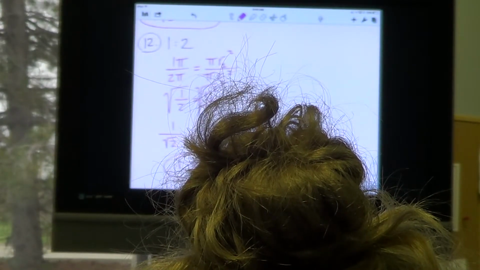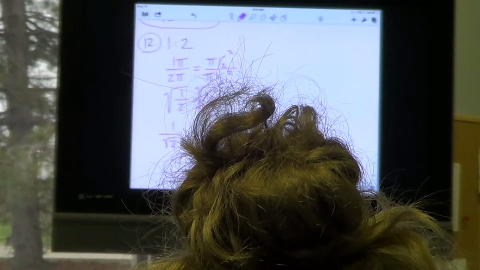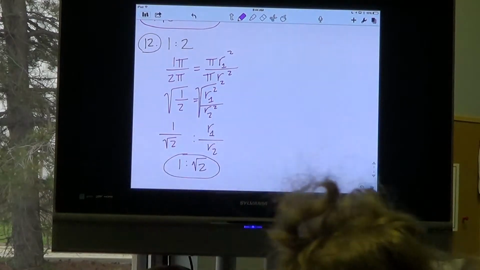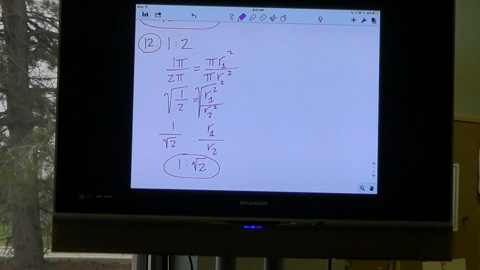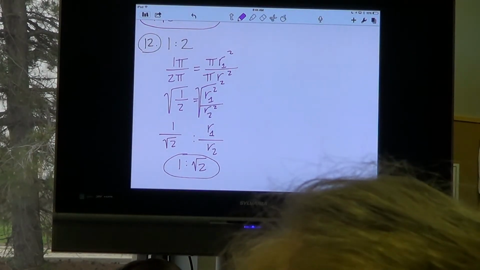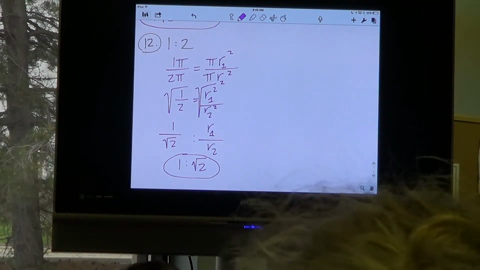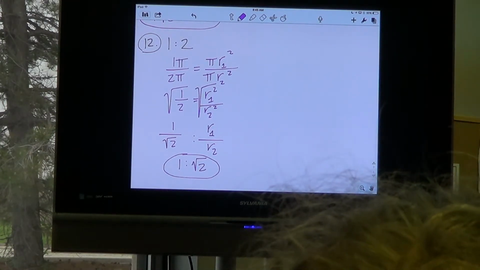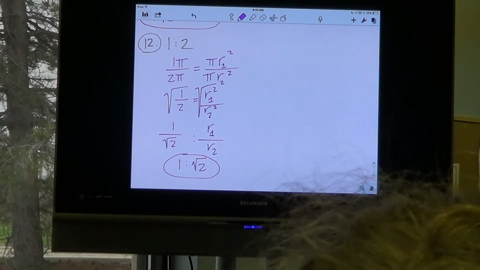Does anyone have any clarifying questions on that? Morgan? Like, that makes sense, but I would know how to do it, but I don't understand why you would do it. Does that make sense? Like, why do you want to know that? I don't understand how that makes sense. Like, you have the area is 1 to 2, and then the ratio is 1 to square root 2 of the radii. I don't get that.